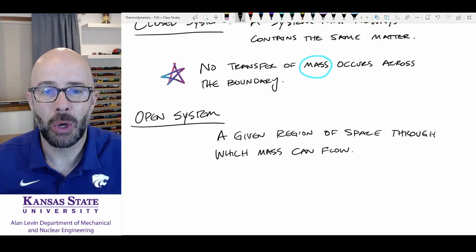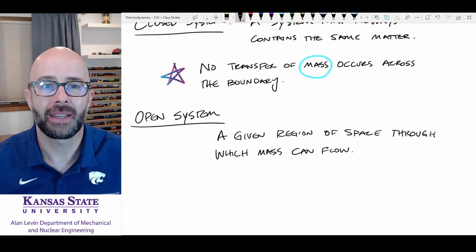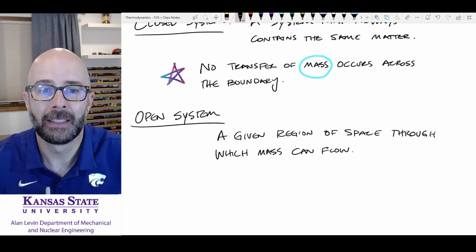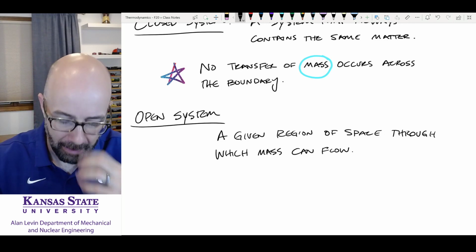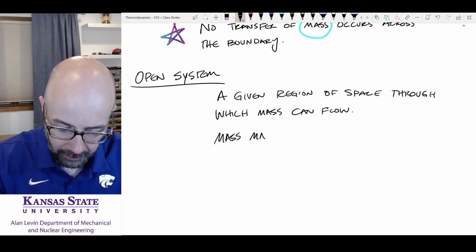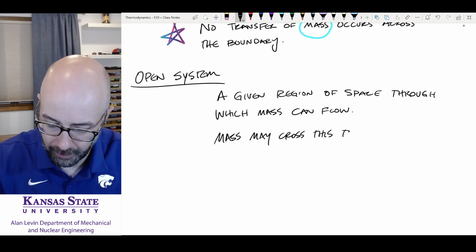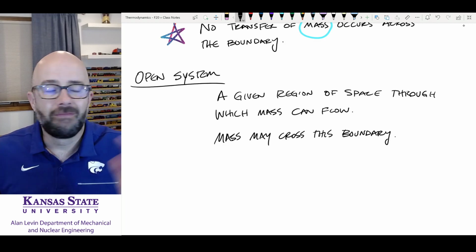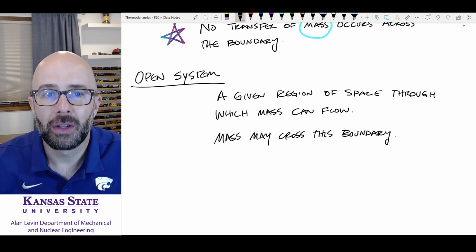Your body is an open system. I put a boundary around myself, a three-dimensional boundary. I'm breathing in air. I'm breathing out air. Okay, so I'm an open system. Mass may cross this boundary. Again, opposite of a closed system.